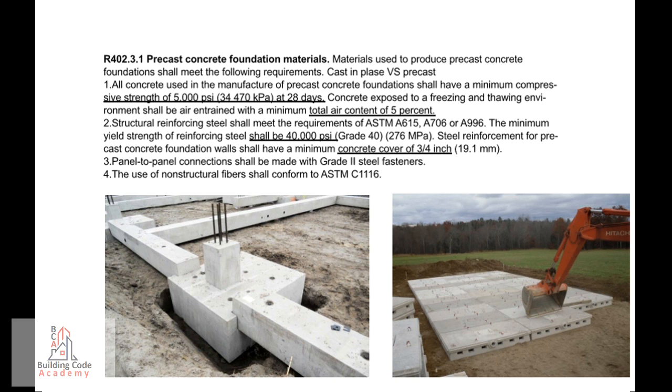2. Structural reinforcing steel shall meet the requirements of ASTM A615, A706, or A996. The minimum yield strength of reinforcing steel shall be 40,000 psi, grade 40 (276 MPa). Steel reinforcement for precast concrete foundation walls shall have a minimum concrete cover of 3/4 inch (19.1 millimeters). 3. Panel-to-panel connections shall be made with grade 2 steel fasteners. 4. The use of non-structural fibers shall conform to ASTM C1116.